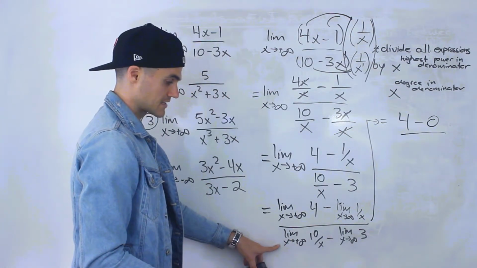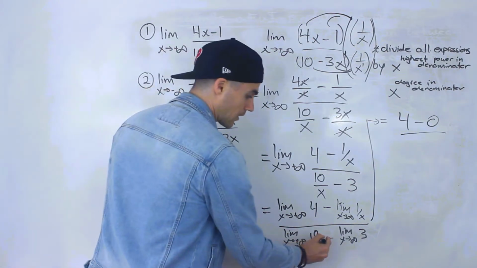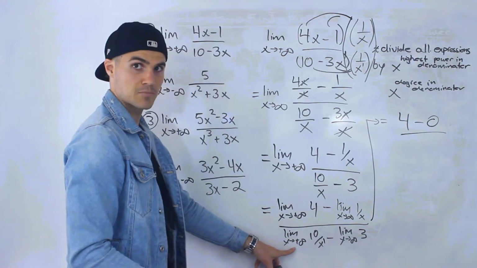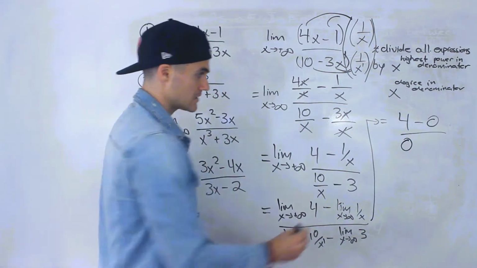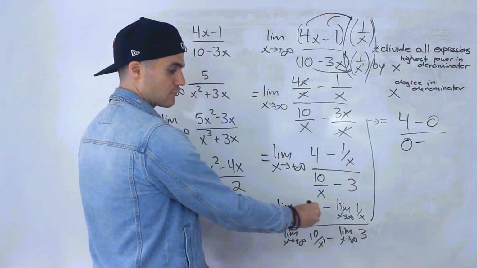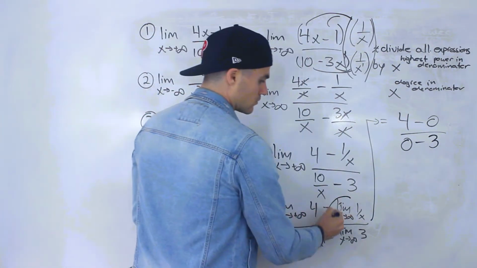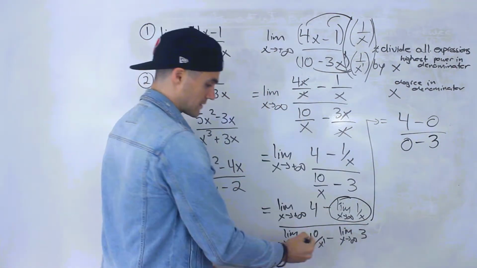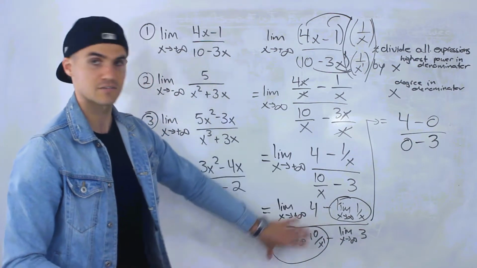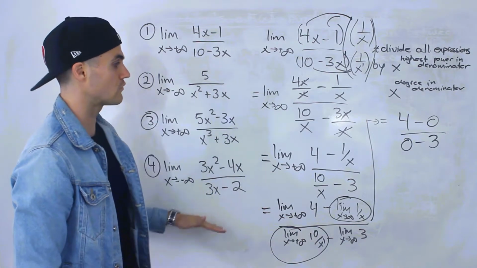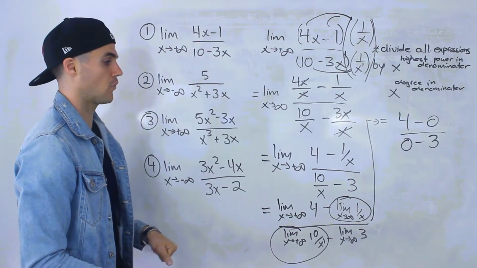Same thing here, limit as x approaches positive infinity of 10 over x. We've got a constant over x to the power of 1. As x approaches positive infinity, that's going to equal 0. Minus the limit as x approaches infinity of 3, of a constant, it's just equal to that constant. And so that property that I initially brought up at the beginning of the video, the reason is because you're going to end up getting a lot of these types of expressions when you're solving these limits. And you're going to see it happen again in 2, 3, and 4.